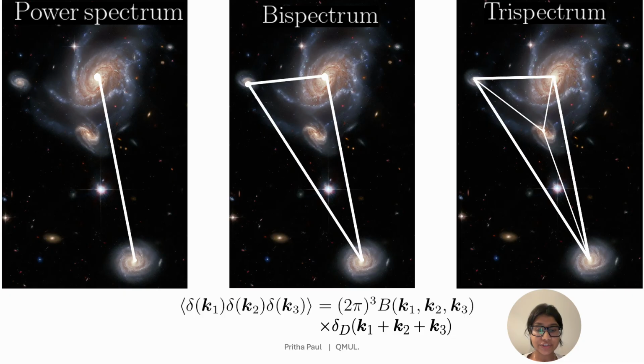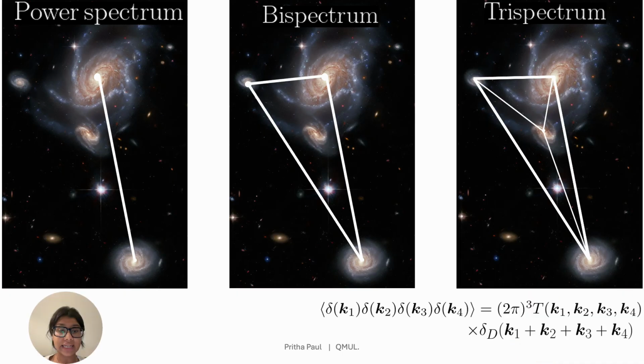In this case, in Fourier space, we have delta of k1, k2, and k3, which gives us the bispectrum with the Dirac delta function. One can also go an even step further to the trispectrum. So instead of counting triplets, we can now count tetrahedrals of galaxies. In Fourier space, this would manifest as a quadrilateral, and we now have delta of k1, k2, k3, k4, giving us the trispectrum with the Dirac delta function.